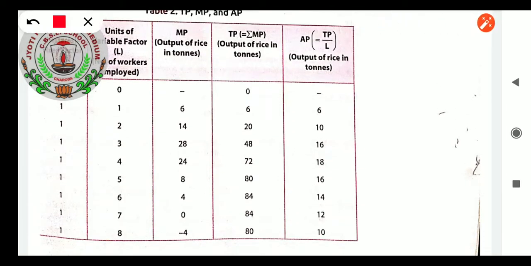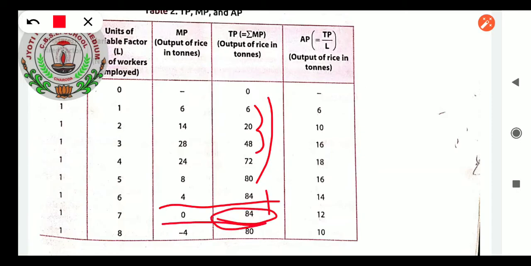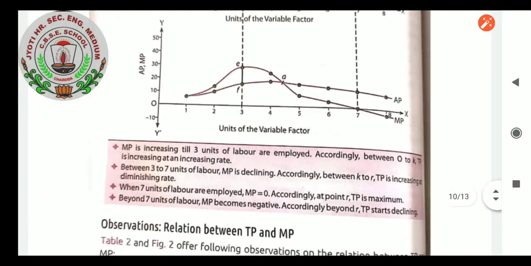TP is increasing at an increasing rate, 6 to 20, 20 to 48. You are seeing it is increasing to a certain level, then it becomes stable. Where the MP comes to 0, there the TP will be the same as the previous level. At the next level, when the MP declines further to negative, definitely that is the situation when TP also starts declining. Instead of increasing, it will be diminishing.